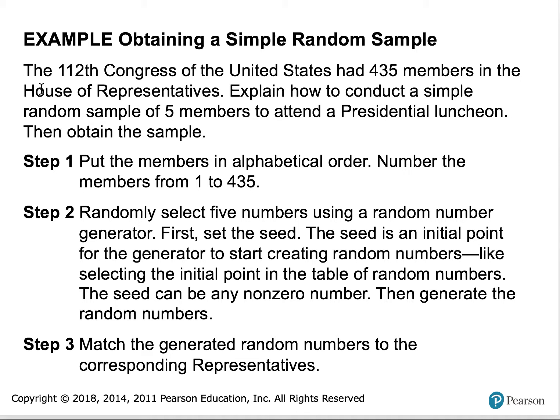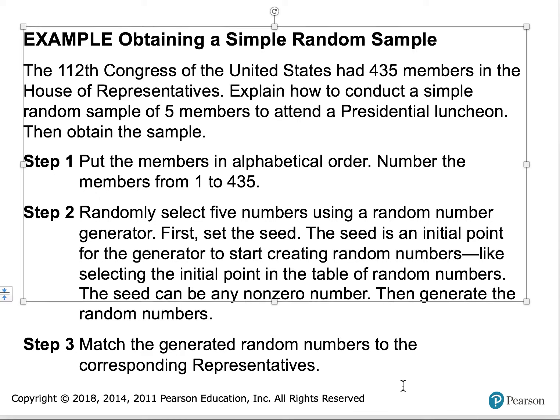Here's another example. The 112th Congress of the United States had 435 members in the House of Representatives. So we're just going to explain how to conduct a simple random sample of 5 members to attend a presidential luncheon. First we just put the members in alphabetical order. That's one way, order them in some way. Make your list like we did in the previous example. Number them from 1 to 435. And then randomly select 5 numbers using a random number generator.